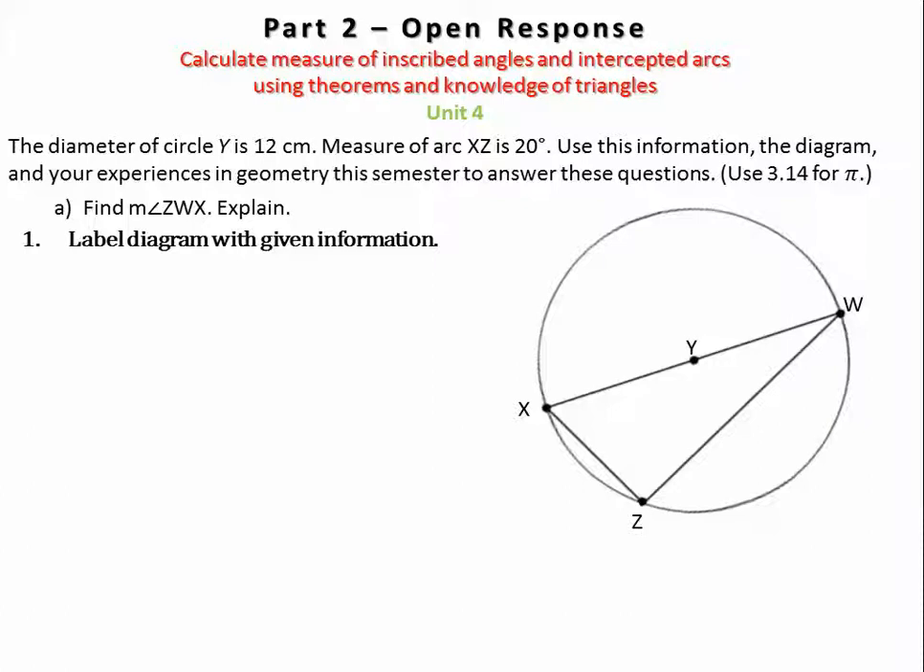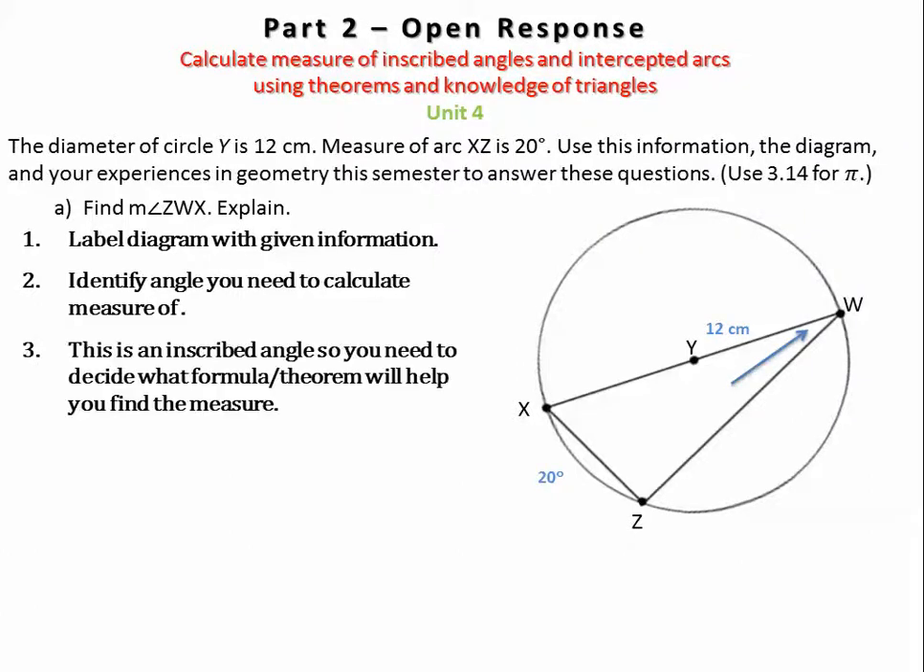So number 1 said find the measure of angle ZWX and explain. So I'm going to label the figure with what they've given me. They tell me the diameter of circle Y is 12 centimeters. They tell me the measure of arc XZ is 20 degrees. And I put an arrow here showing you what angle it is that we're looking for the measure of. So now it says identify the angle you need to calculate, and that's what the arrow was for.